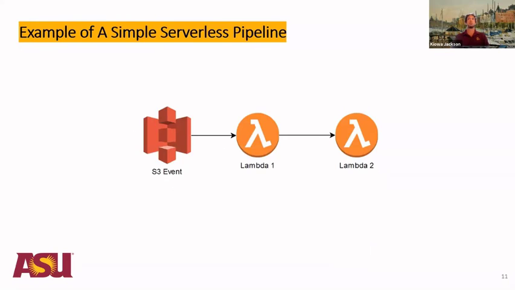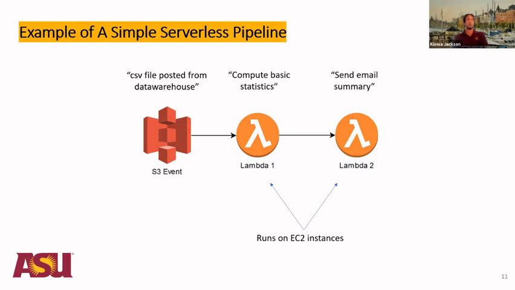And so an example of a very simple serverless pipeline would be some sort of S3 event, some sort of storage event that kicks off a Lambda, and then maybe a second Lambda takes over. An example of that might be that the data warehouse posts a CSV file to S3. Once that file gets posted, it kicks off a Lambda that picks up that file, computes statistics, and then hands it over to another Lambda that summarizes it into an email and sends it off. And those two Lambda functions will then run on EC2 instances. This is a completely serverless pipeline.